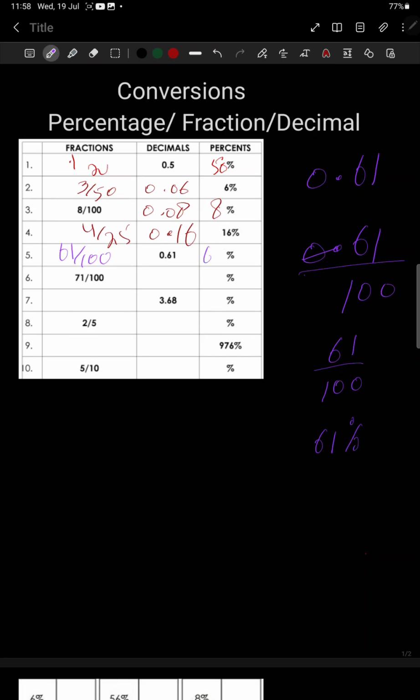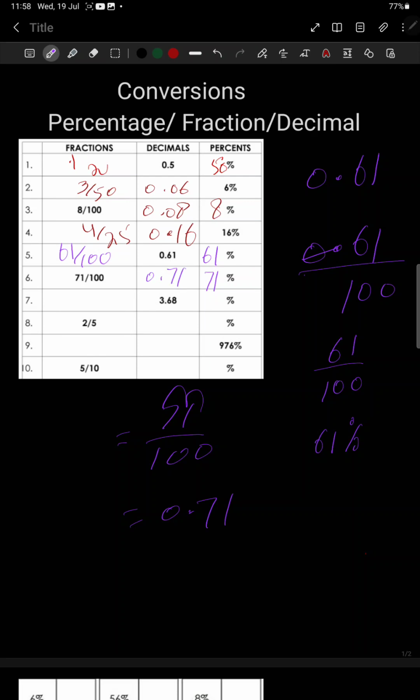So 61%. Now 71 by 100, obviously we can see 71 by 100 is 71%. And while converting into decimal, 71 by 100 will be 0.71. The decimal will move 2 steps back like this.